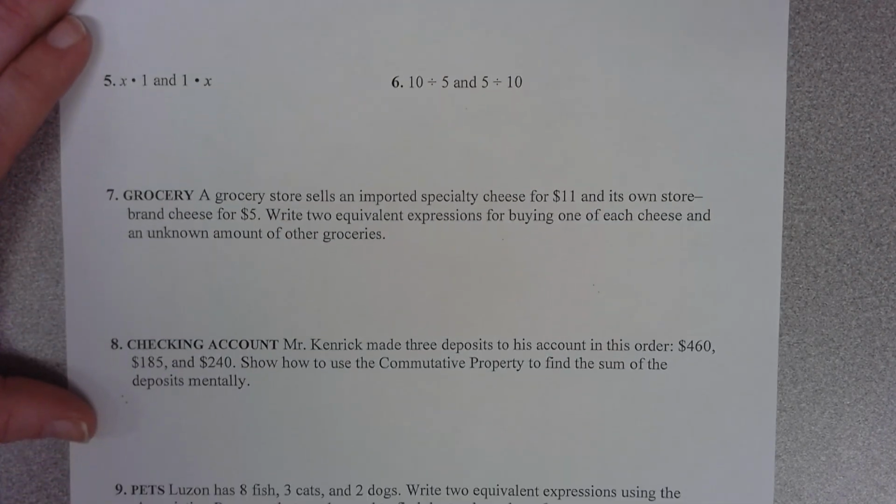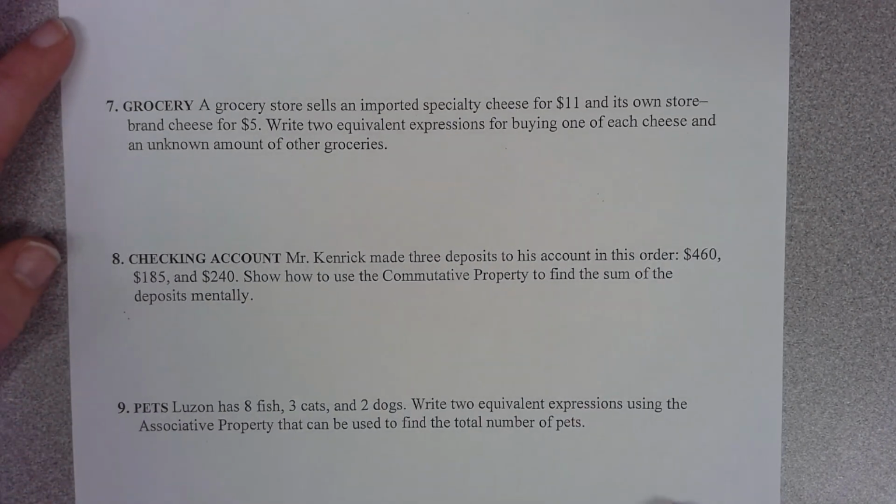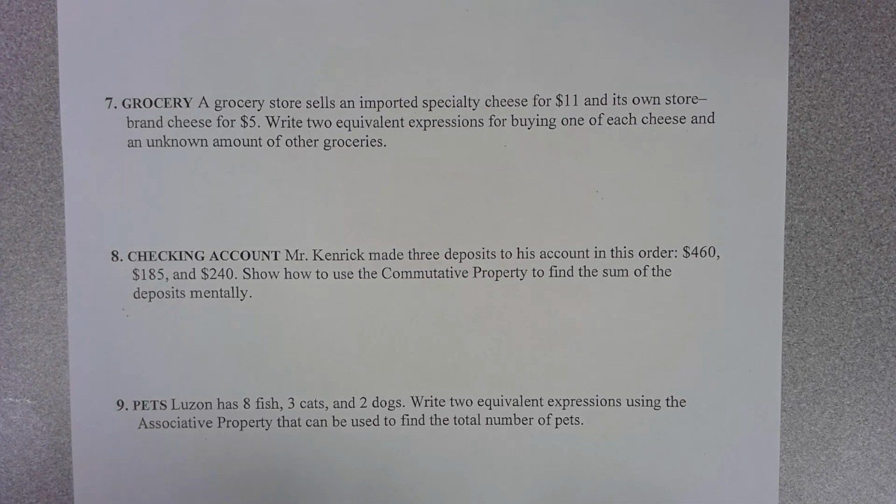You do now, at the bottom, have 3 word problems dealing with the different properties that we're working with, and I'm going to help you through parts of these 3, and then you're going to finish them off. So number 7 says a grocery store sells an imported specialty cheese for $11 and its own store brand cheese for $5. Write 2 equivalent expressions for buying one of each of the cheeses and an unknown amount of other groceries.